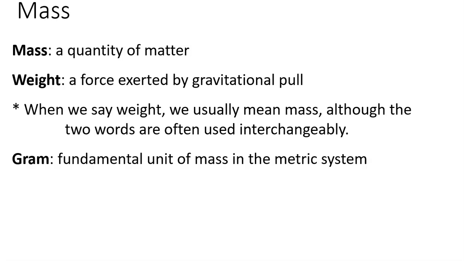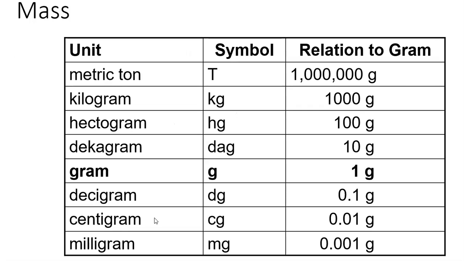In the English system, the pound is sort of the fundamental unit of mass, and then you have ounces and tons. In the metric system, the gram is the fundamental unit of mass, and everything else is based on the gram. So in the metric world, you've got grams and kilograms. A kilogram is 1,000 grams. A ton is 1,000 kilograms.